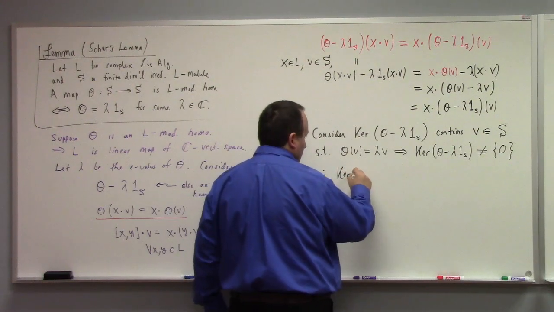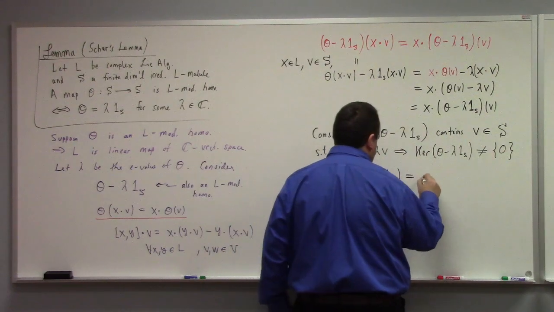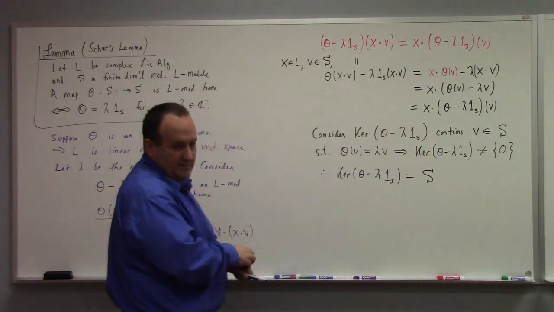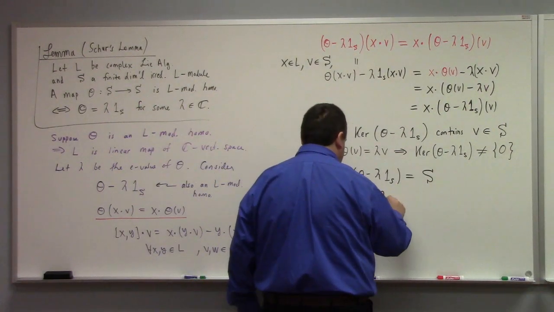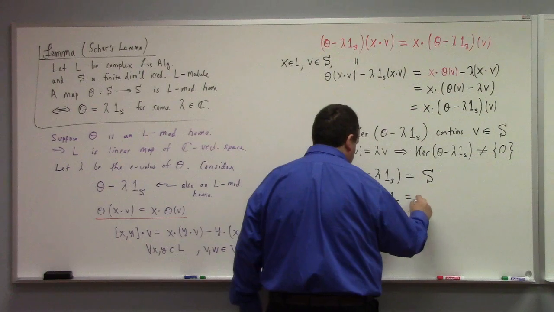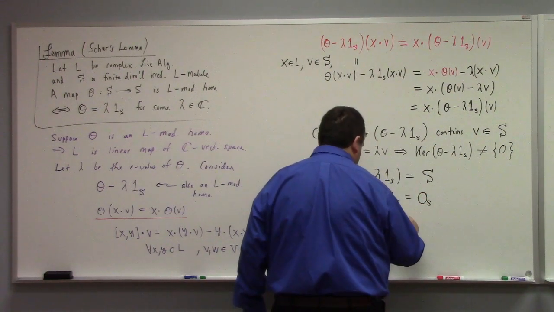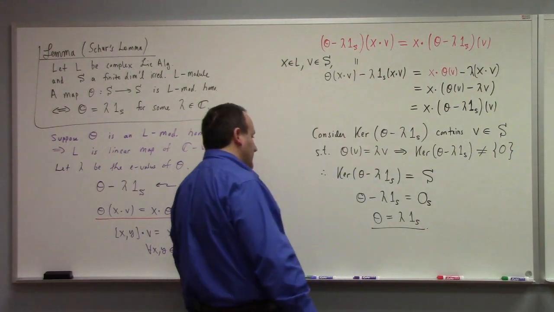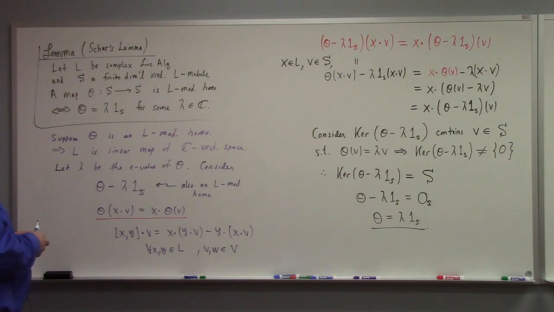So therefore the kernel of theta minus lambda times 1 is in fact equal to S, which is another way of saying that theta minus lambda times 1 on S is equal to 0 on S, which is another way of just saying theta is lambda times the identity. So there you go. We have shown that theta is a scalar multiple of the identity on S.